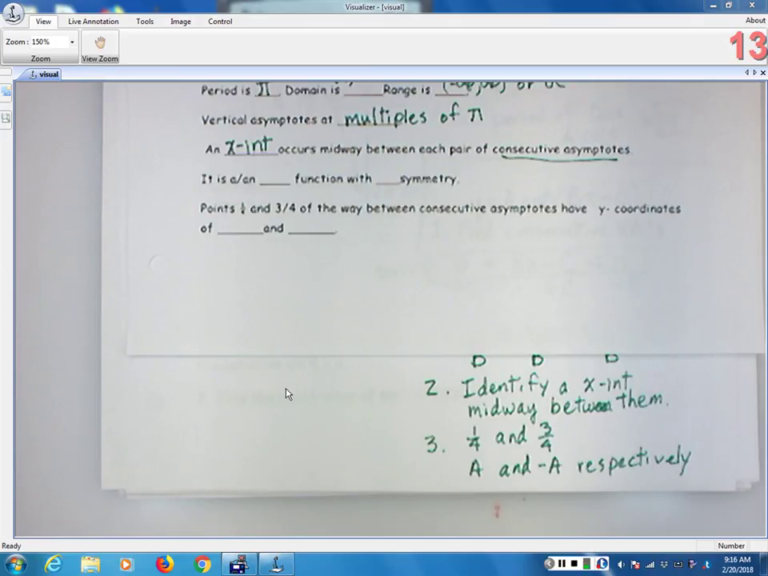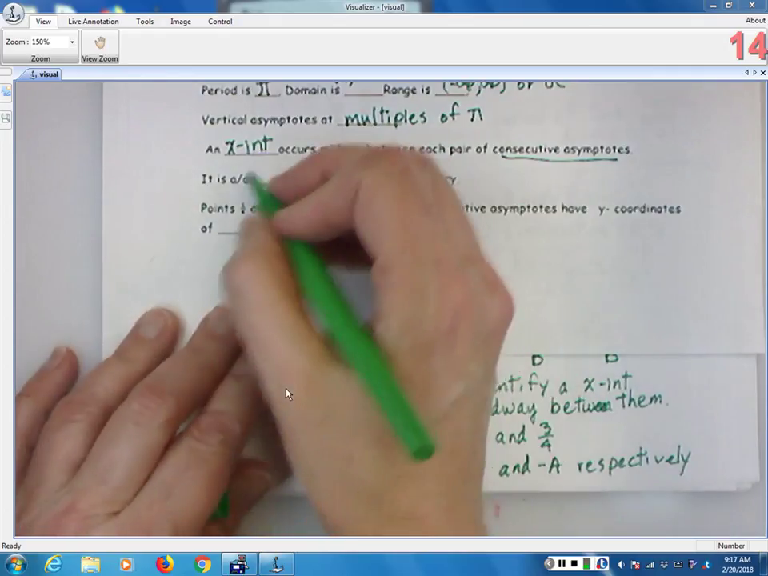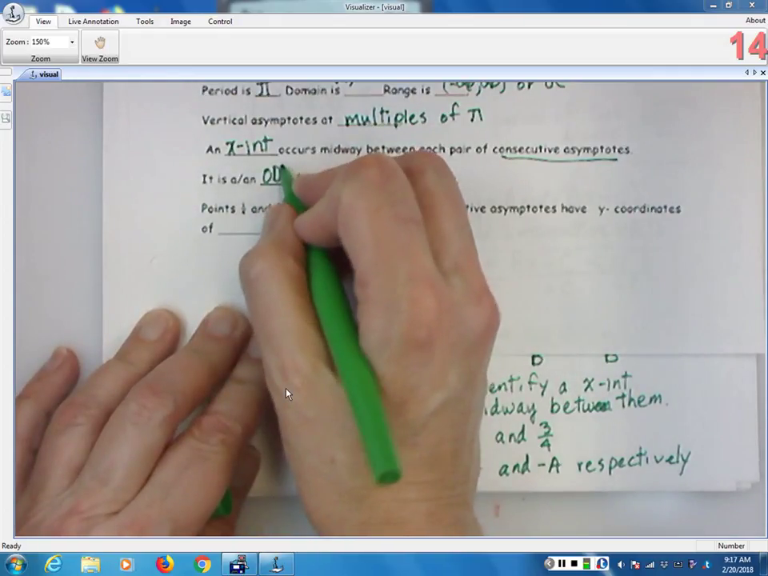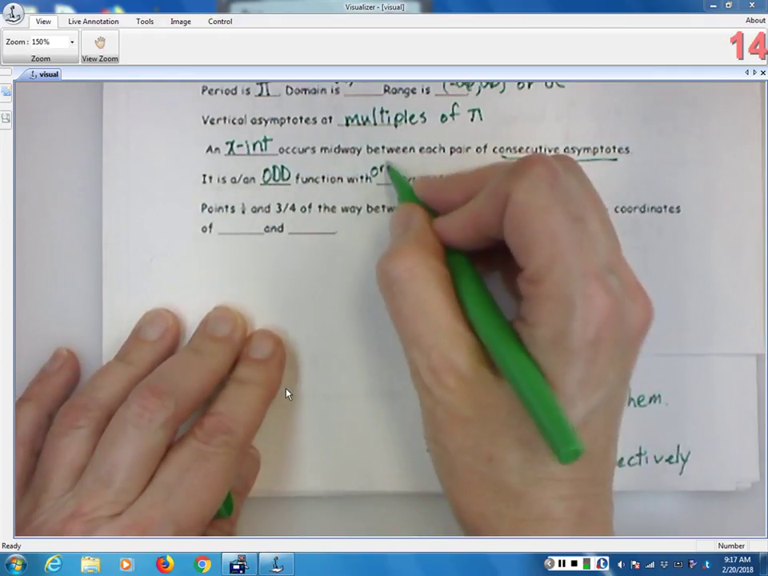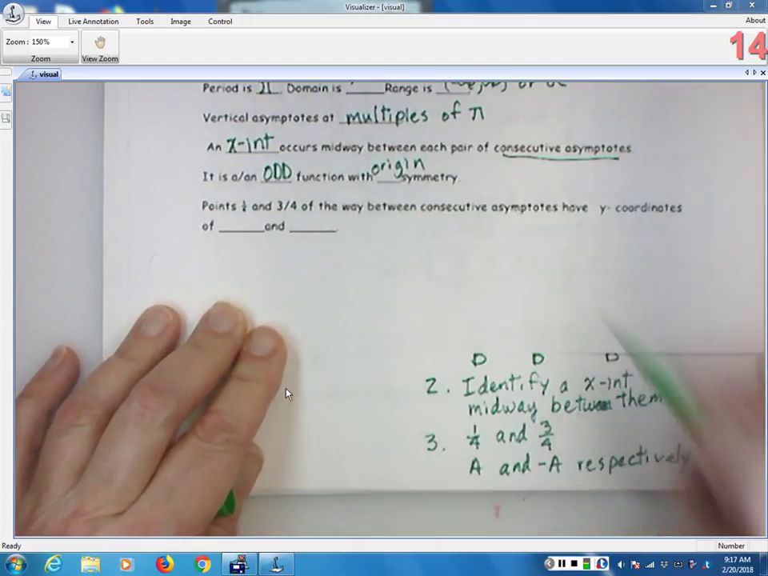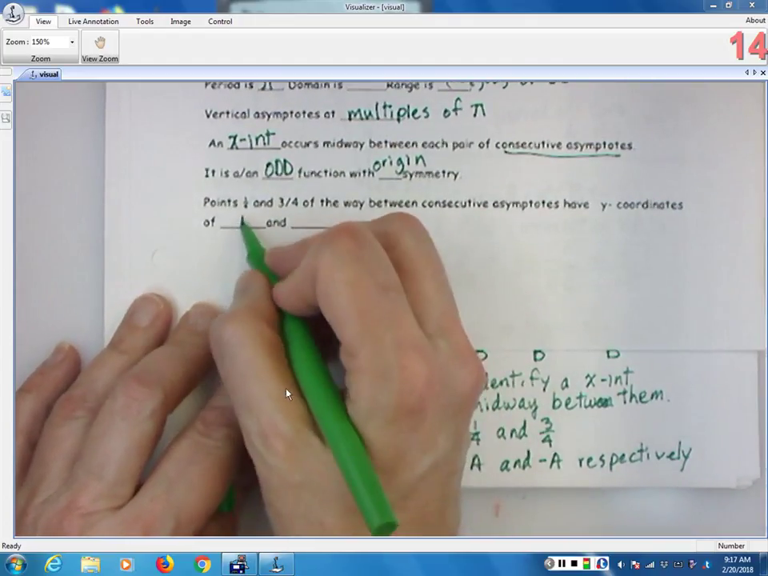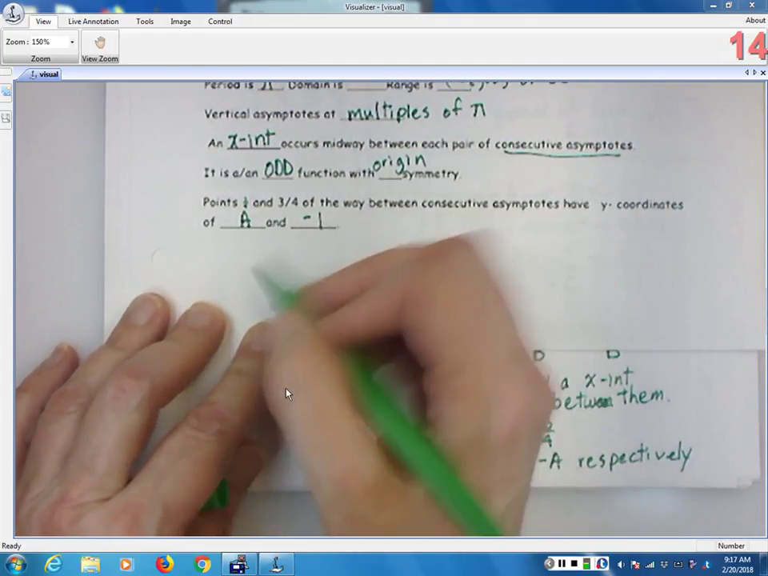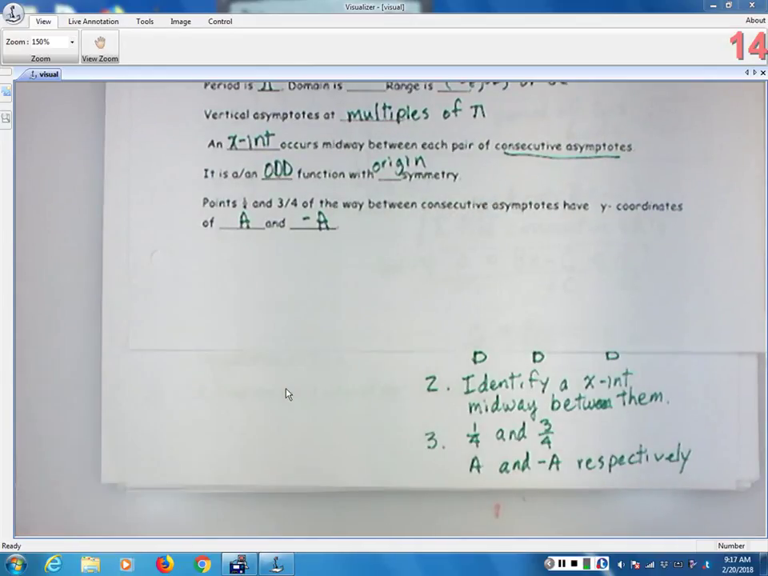Oh, what? So, I forgot. Is it even or odd? I should look at it and see. It's an odd. Oh, yeah. So it's an odd function. It's an odd function with origin symmetry. And, you know, I had written this down, and it's A and negative A. It's switched. Okay?